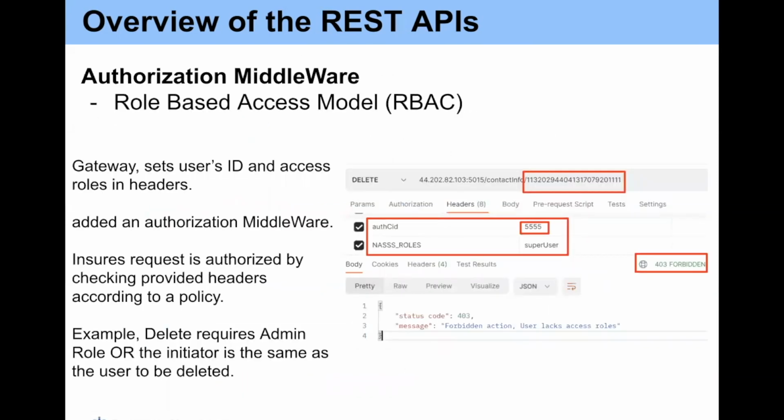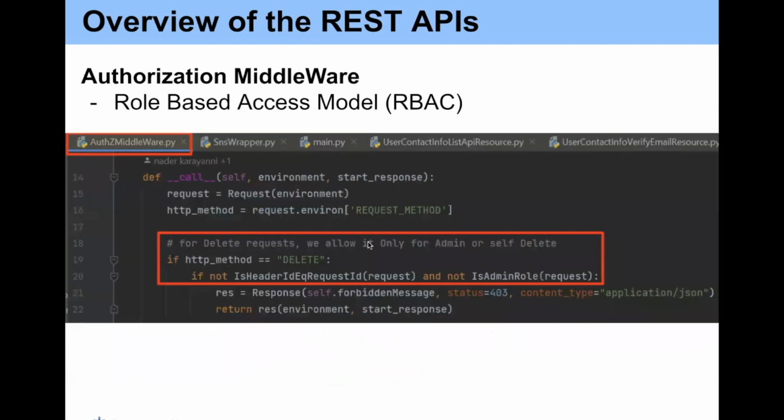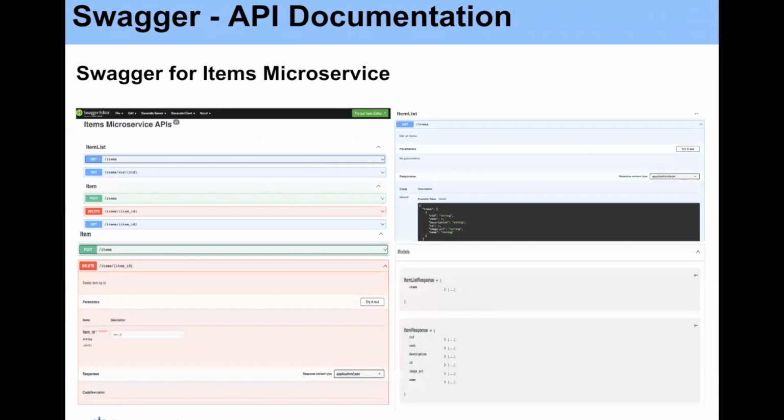We have also added a little bit of authorization middleware to our REST APIs, where the microservice middleware takes care of a role-based access model, where we have particular roles like super user, admin, and so on, who can access all the information or delete all the information. The way this was implemented was with the help of this block, where we check if the user is valid, like updating his own information, or if he is not an admin user, then it's forbidden. We also have Swagger pages enabled for all our microservices.